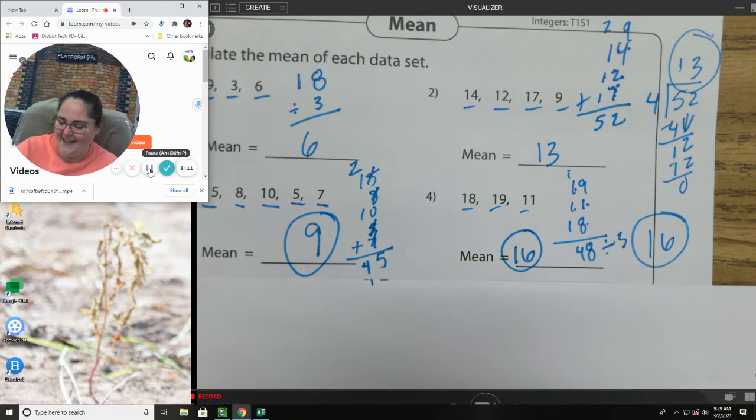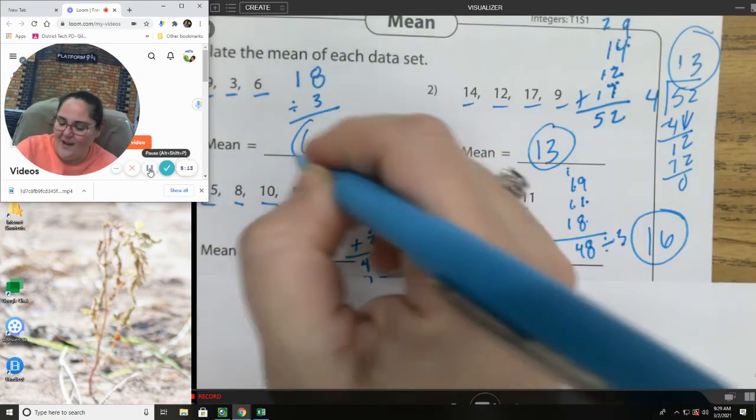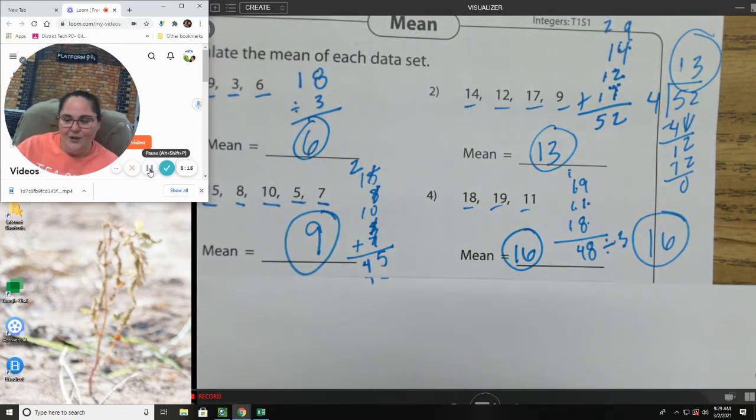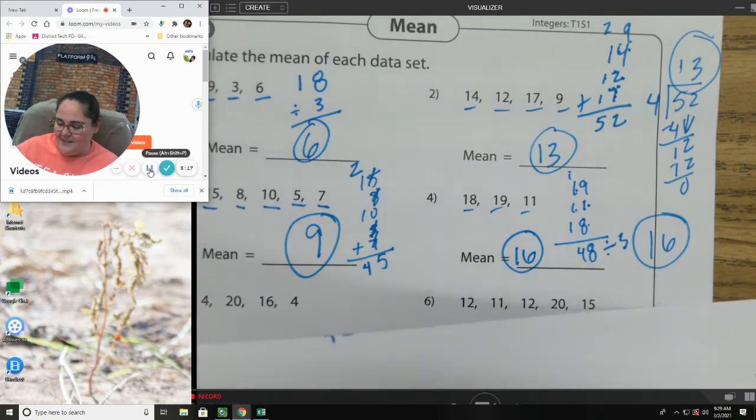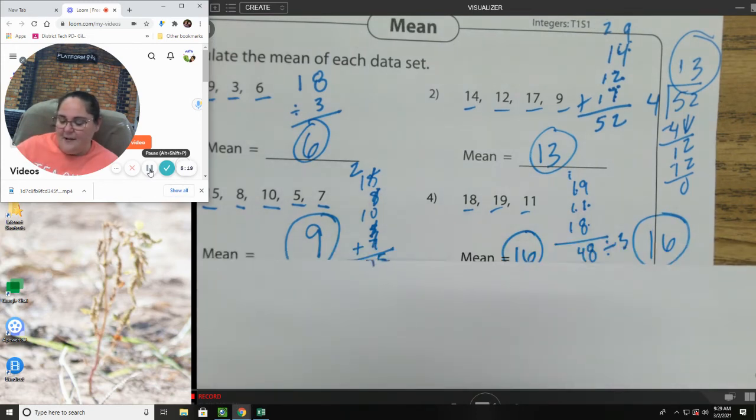That's how you do it. All right, today you will have a little quiz that's going to have about 8 more questions on there for you to see if you can find the mean of those data sets. Make sure that you take your time. If you have questions, make sure that you ask.